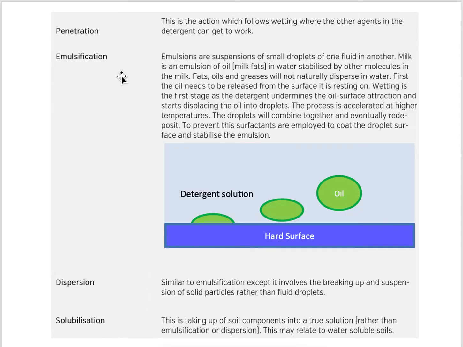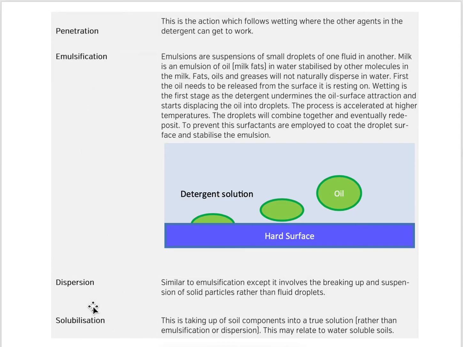Then emulsification. What is emulsification? Suppose you are using detergent in an aqueous solution and you want to clean fat or grease that is attached to a hard surface. To clean this fat or oil, it should be removed from the hard surface and go into the water solution. Some detergents can do this, and this is called the emulsification reaction.